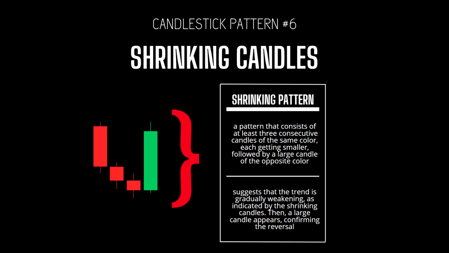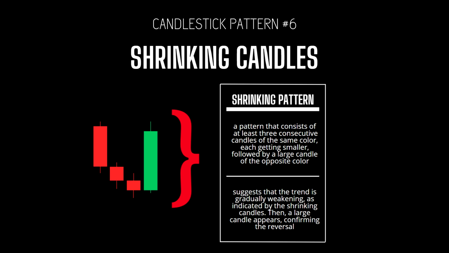Pattern number 6 is shrinking candles. This is a candlestick pattern that consists of at least 3 consecutive candles of the same color, each getting smaller, followed by a large candle of the opposite color. This pattern suggests that the trend is gradually weakening, as indicated by the shrinking candles. Then a large candle appears, confirming the reversal.